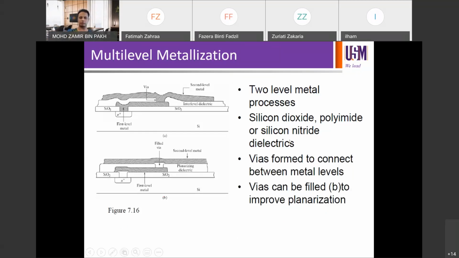Silicon dioxide, polyimide, nitride, dielectrics can be used in between. So vias form to connect between metal layers. We've seen the insulation between metal 1 and 2 by IMD1 last time, IMD2, 3, 4, 5, and so forth until the very end, until the top metal and passivation and the bond pad for the external connection. So vias can be filled to improve planarization.